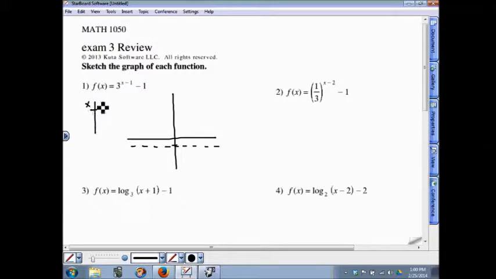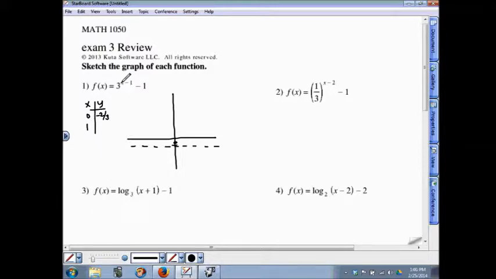That's found by letting x equal 0. So we put a 0 in for x. 0 minus 1 is -1. 3 to the -1 is 1/3. 1/3 minus 1 is -2/3. That's about right there. Third step is to find 2 other points on the graph.